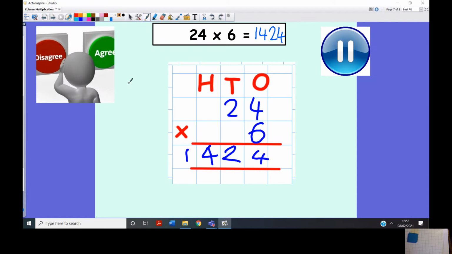So have a look here. 24 times 6 is equal to 1,424. Do you agree or disagree? Maybe press the pause button if you want to have a quick think. If you do disagree, can you maybe correct it or explain why you disagree? Okay. 24 times 6 equals 1,424. I don't think that's quite right.